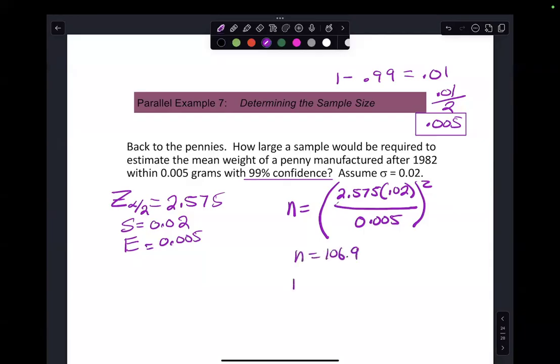Since we always round up, our N is 107. So we would need to poll 107 pennies. So we would need 107 pennies. Questions on that? That's how big our sample size would be.